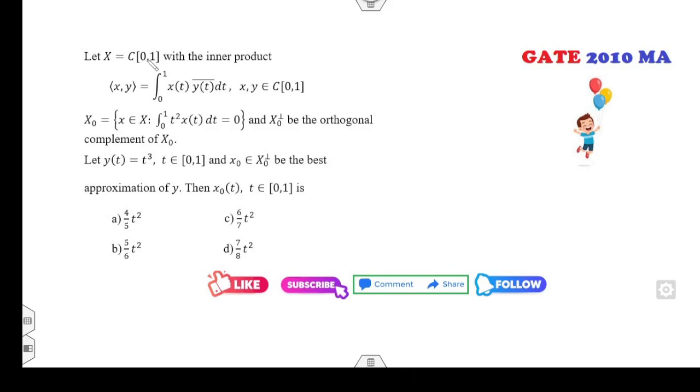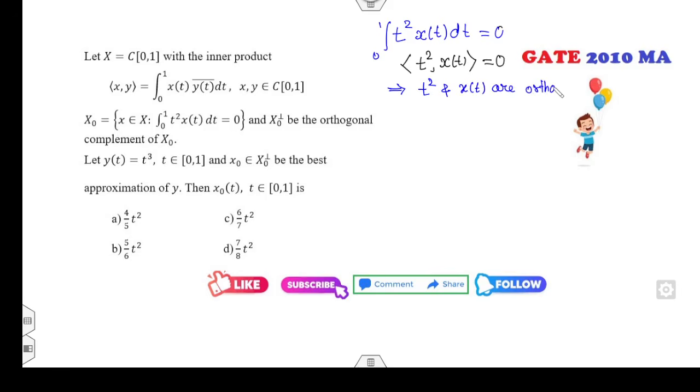Again, it's a GATE 2010 question. Let X be the inner product space with the defined inner product. Let capital X naught be the collection of all x such that the integral from 0 to 1 of t square x(t) is 0. If you write this in terms of the inner product, t square and x(t) have inner product 0. What does that mean? If the inner product is 0, that means t square and x(t) are orthogonal. Fine. These are my orthogonal vectors.